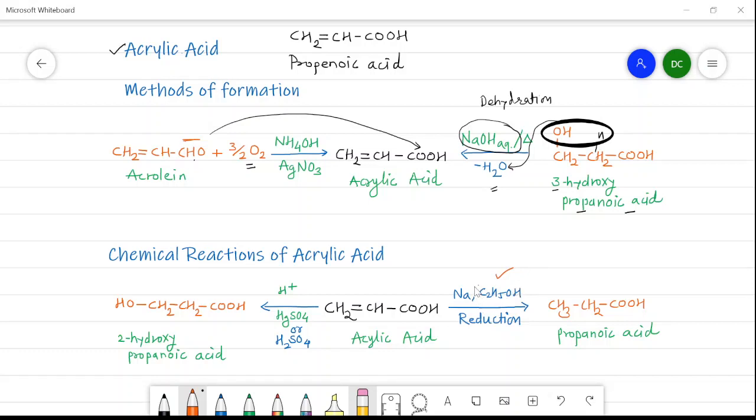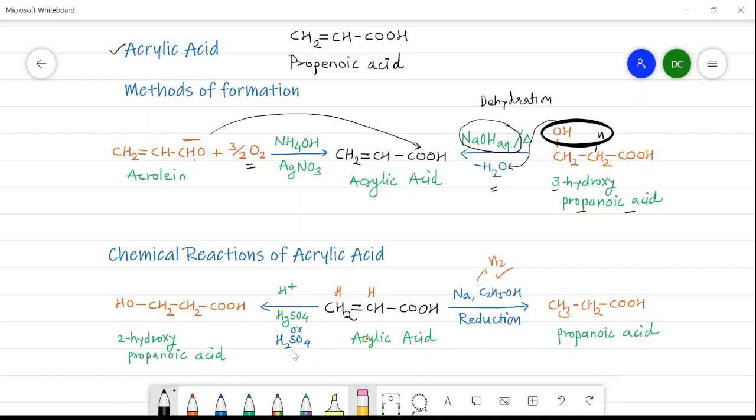So in this case, when the sodium ethanol combination is used and the acrylic acid is treated with this combination, then this acrylic acid is converted into propanoic acid. There is a simple addition of two hydrogens across this double bond. So here we get CH3CH2COOH. Ethanol will react with the sodium to liberate hydrogen, which is going to add across this double bond. This is the first chemical reaction of acrylic acid.